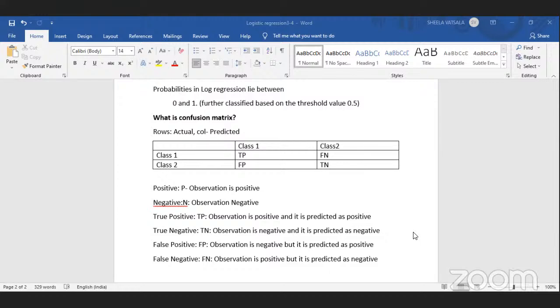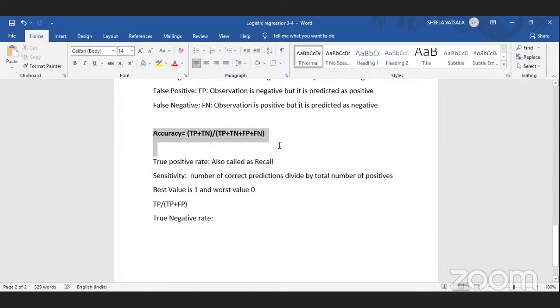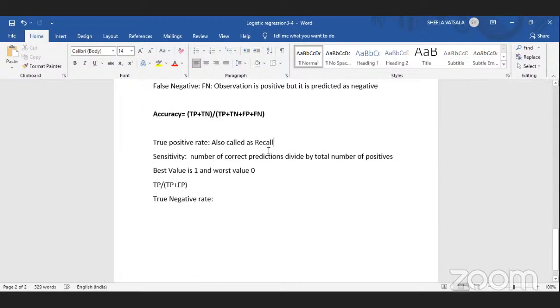That's right, Neelam. You're right. Total positive plus total negative by total. Right. That's good. That's what we have here. And true positive rate is also called as recall. And next, sensitivity, the number of correct predictions divided by total number of positive predictions. Right.